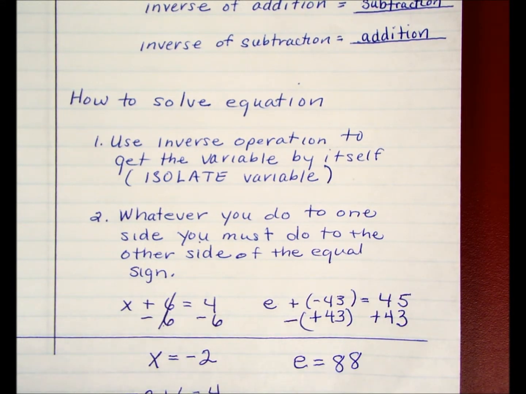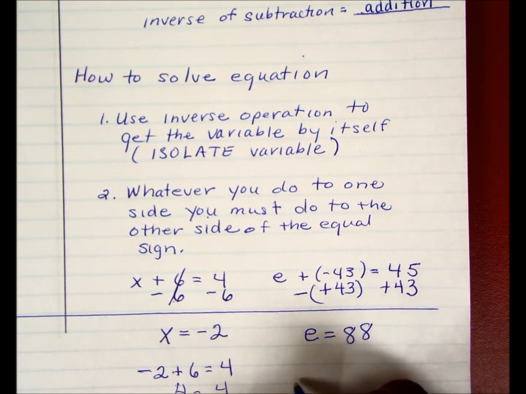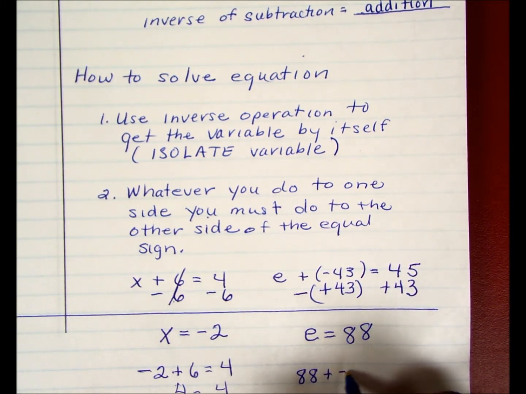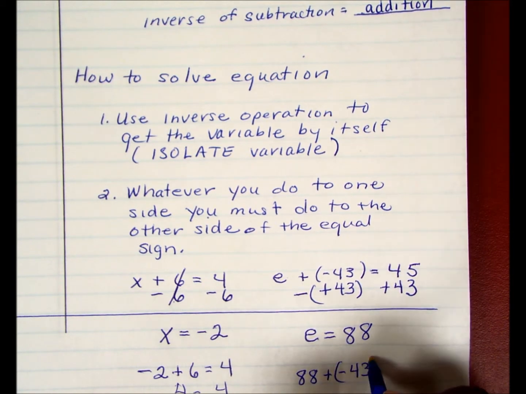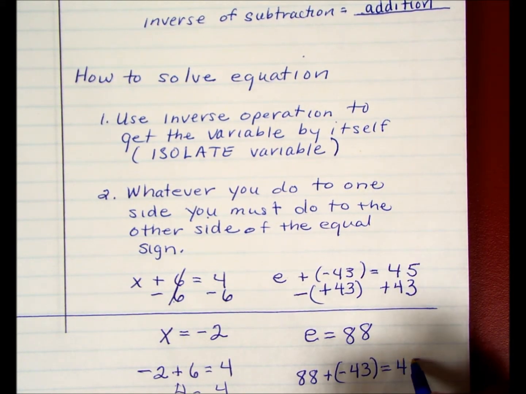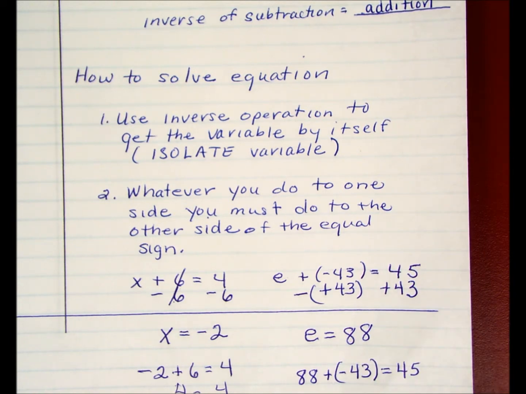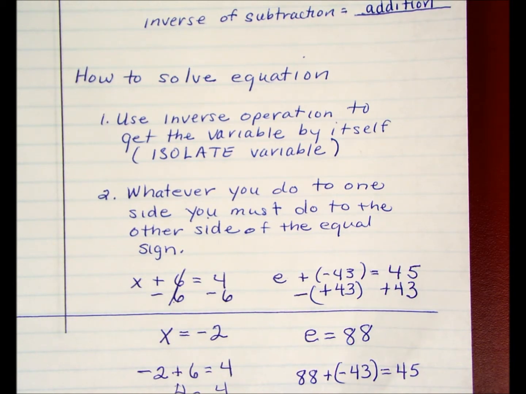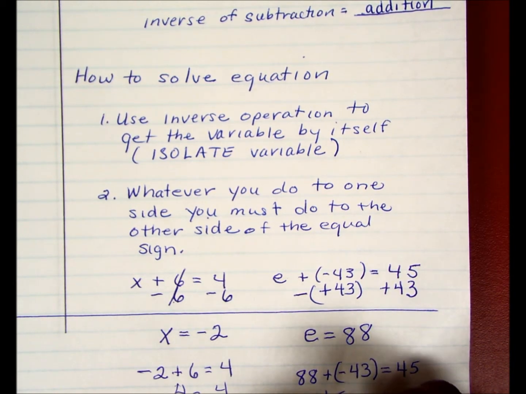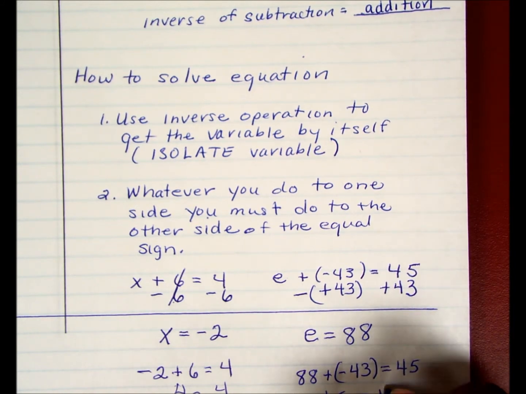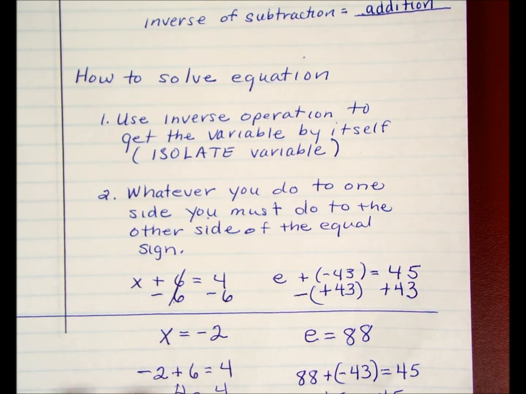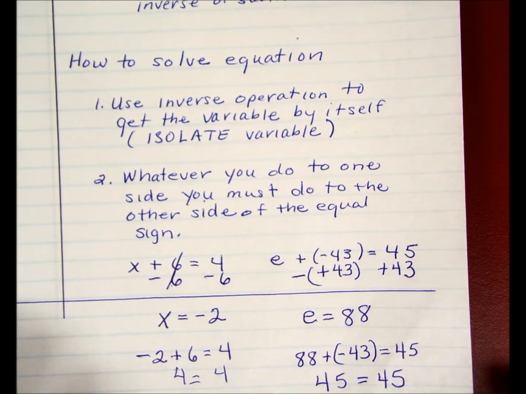And we can check to see if that's correct by replacing it. 88 plus a negative 43 is equal to 45. Well, we know that a negative added to a positive, because the signs are different, we subtract them, we find the difference. So that is 45. 45 is equal to 45. So that's true. And that's how you solve an equation using the opposite of addition or subtraction.